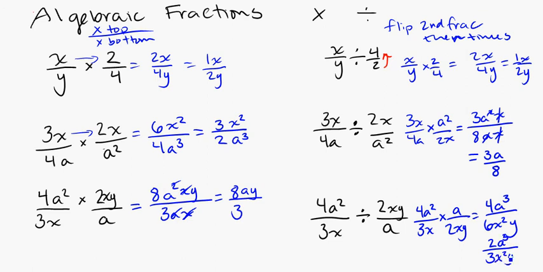So again, when you're timesing fractions, you just times straight across the top, times straight across the bottom, and simplify. When you're dividing, you flip the second fraction over, and then you times straight across the top, straight across the bottom, and simplify.